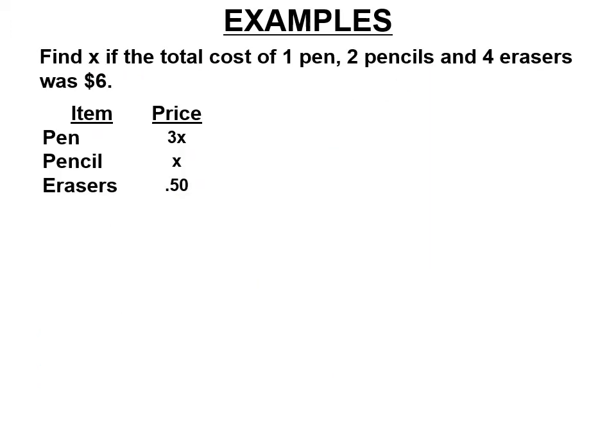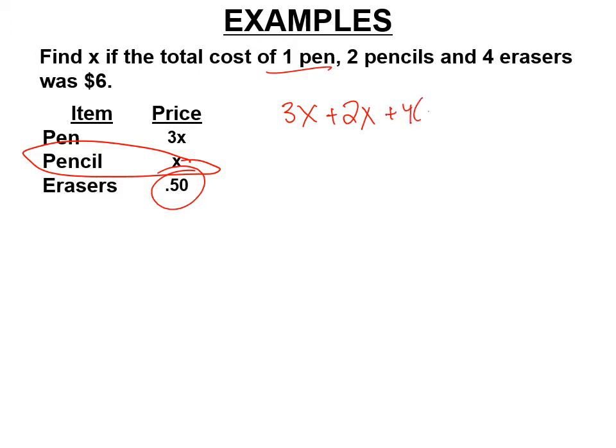All right, so we're going to do some combining like term word problems. So we're finding x. x is the cost of this pencil. Find x if the total cost of 1 pen, 2 pencils, and 4 erasers was $6. So let's see that. 1 pen costs 3x. 2 pencils, we're going to add 2 pencils, 2x, and 4 erasers. Erasers are 50 cents, so 4 times 0.5. That was a total of $6, right?